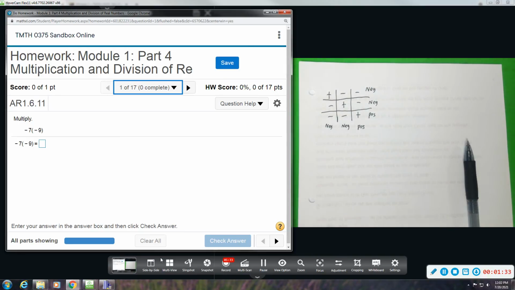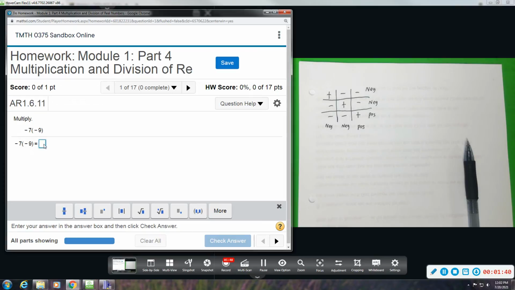From there, we're going to multiply and do some of these mentally, and some of them we'll do with the calculator. All right, so this first one, negative 7 times negative 9, since both are negative, it's going to be a positive 63.